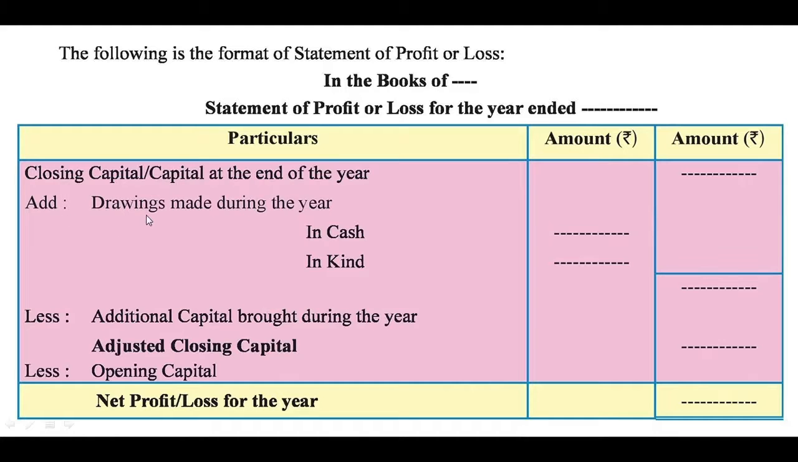But if you remember, in the balance sheet of the final account, we subtract drawings from the opening capital. So here we are going in the reverse order, so we add drawings here. Then if any additional capital is invested in the business, we have to subtract that. We also have to subtract the opening capital, then only we get the net profit or net loss for the year.